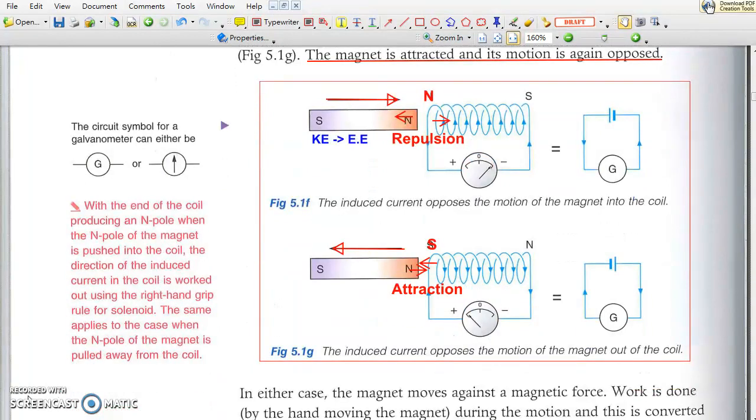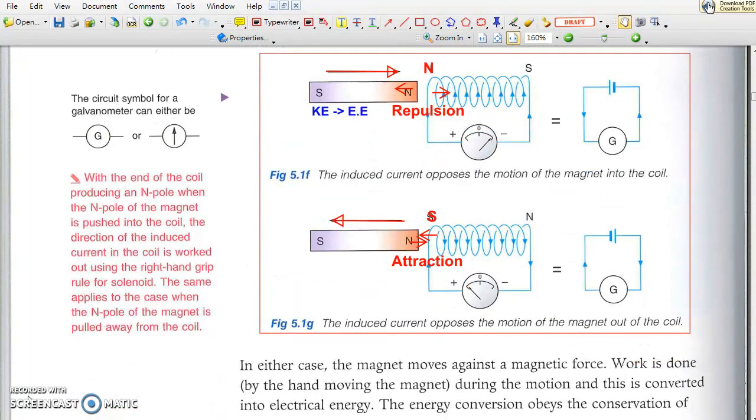In these two cases, there is energy conservation. In both cases, we have the kinetic energy of the magnet converted to electrical energy in the circuit. While the magnet is being repelled or attracted, work has to be done on the magnet so that the magnet decelerates. The work done on the magnet is negative, and that will produce electrical energy in the circuit.